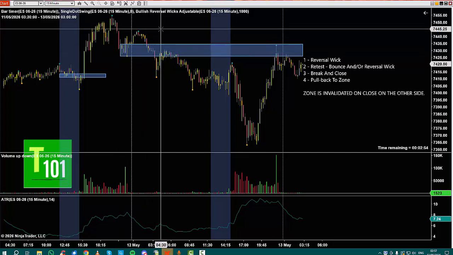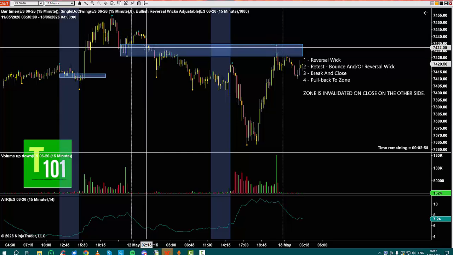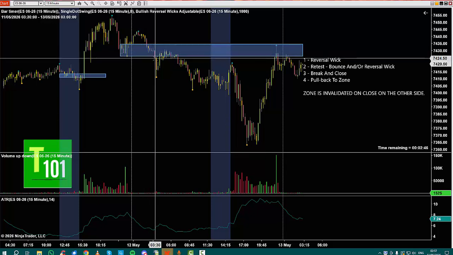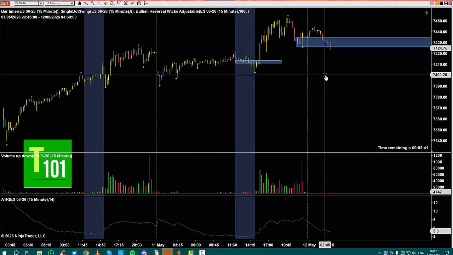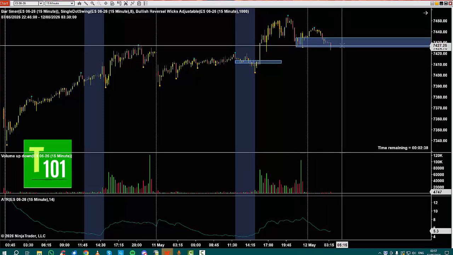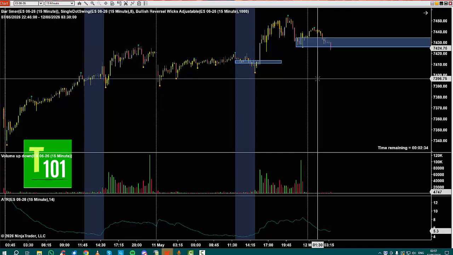It didn't bounce this time, but that's fine because we got the reversal candlestick, which is kind of a bounce within the candle, if that makes any sense. And then it closes here. From this point here, this zone is active. It's not active before that close here. You can put it on before, but it's not a zone to be traded until you get this close underneath.